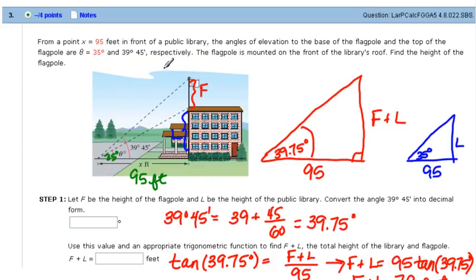Number 3 involves trying to figure out a piece of a height where you're given two pieces of information, basically. You know that from a point that's 95 feet away from a public library, there are angles of elevation. One given is the angle of elevation to the top of the library. The other is the angle of elevation to the top of a flagpole. And we need to find the height of the flagpole.